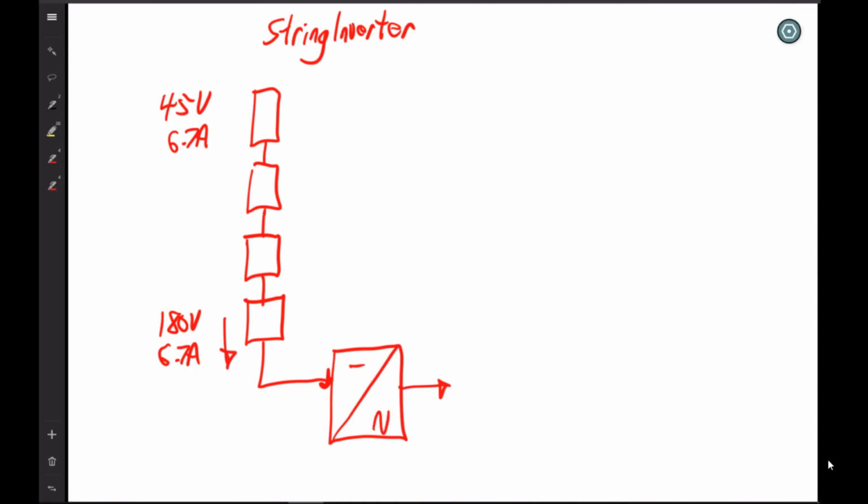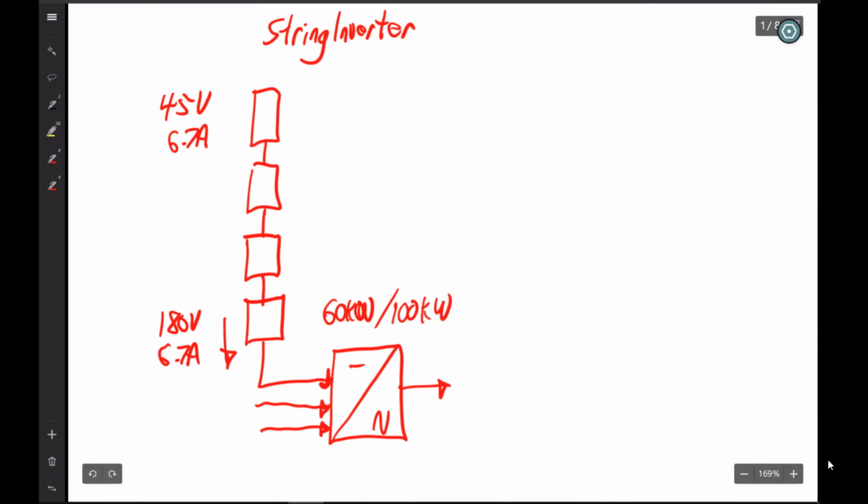AC out. And the string inverter can receive multiple inputs from multiple strings and could be as high as 60 kW is a popular one, and now they're starting to produce ones as large as 100 kW.